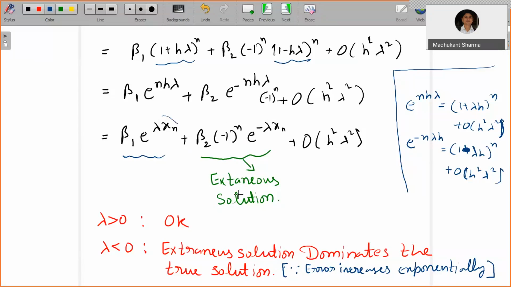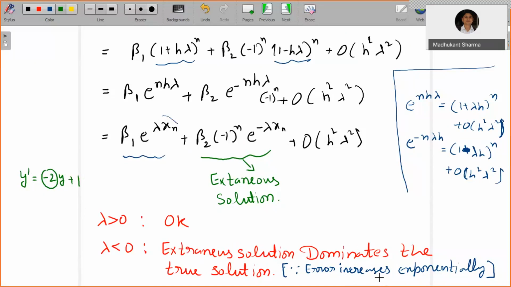And that is with respect to lambda greater than 0 and lambda less than 0, which can be checked. In the considered problem, if you look back at the equation, what was that? y dash equals minus 2y plus 1. So lambda is minus 2, which is less than 0. Therefore, the extraneous solution starts dominating the true solution, and you are getting the error increasing exponentially there.